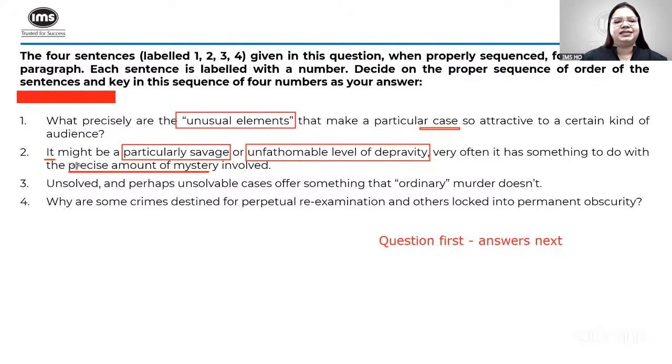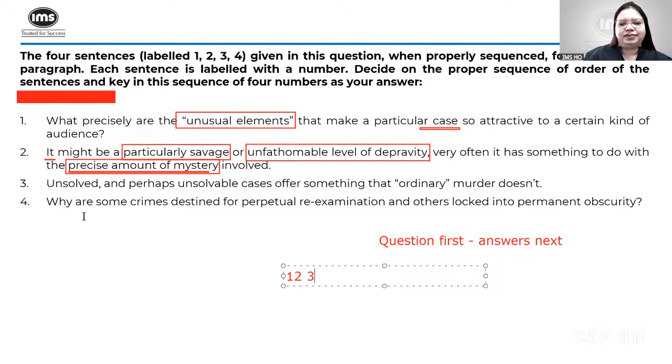These are those elements. You can see that these are the elements. So clearly, I find that the question in one is answered by two, right? Isn't that a pair? 1, 2 is a pair. Now, if 1, 2 is a pair, what is 3 doing? 3 is also the answer part, because 3 is also saying unsolved and perhaps unsolvable cases offer something that ordinary murder doesn't. It also should come with the answer part, right? So I'm just going to keep it here for the time being.